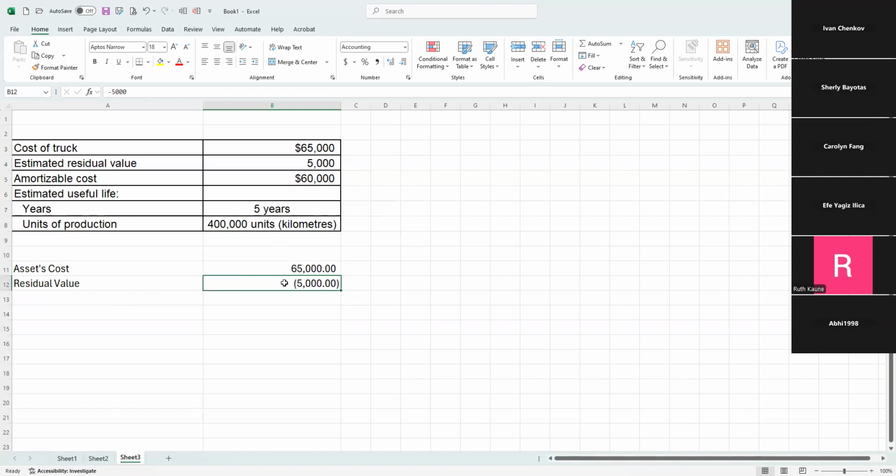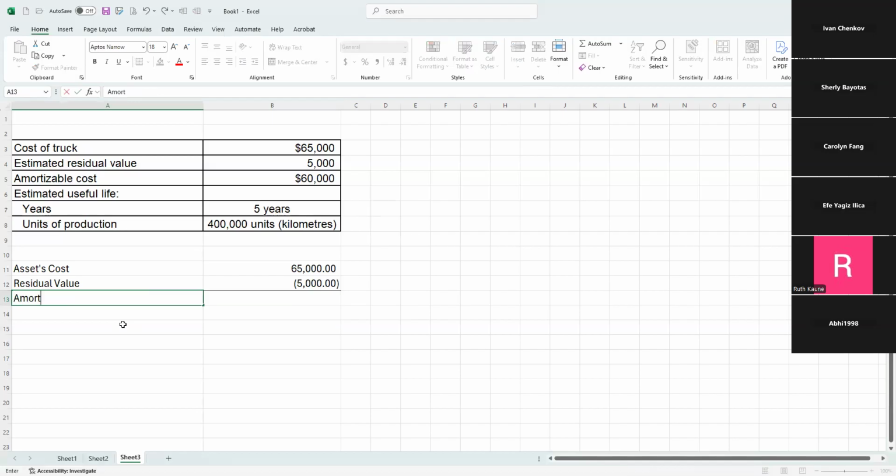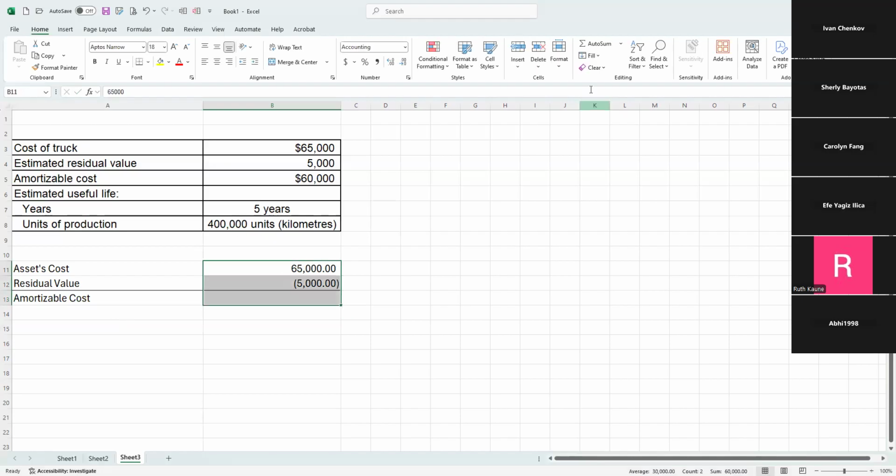So let's do it this way. And after that, once you do this simple calculation, you're going to see how much you have to amortize. So in this case, we have to amortize $60,000, which is given in our question. So we don't have to sweat on that one, but this is the proper way to calculate it. I want you to get this pattern and this habit to always calculate by yourself.